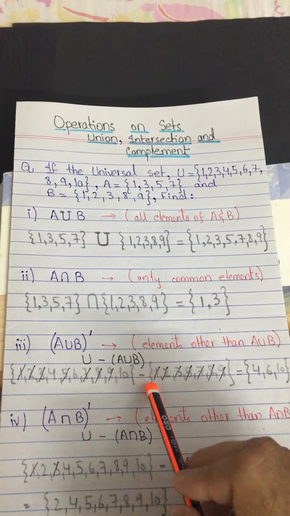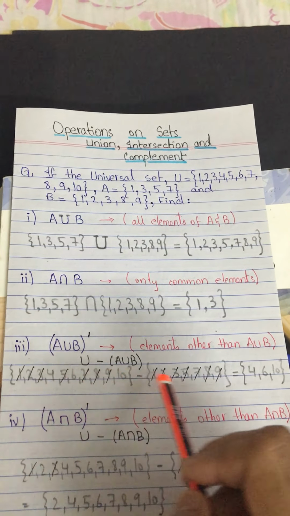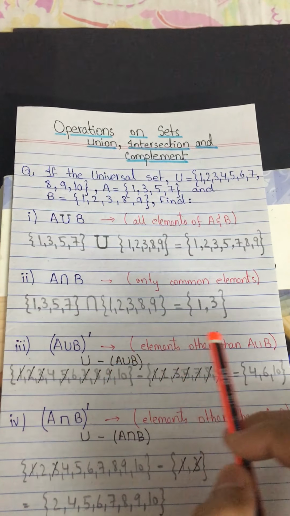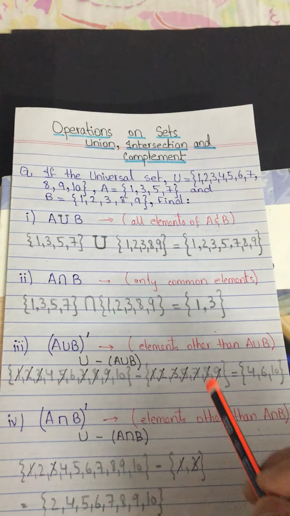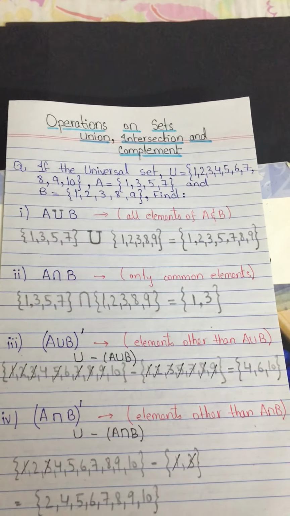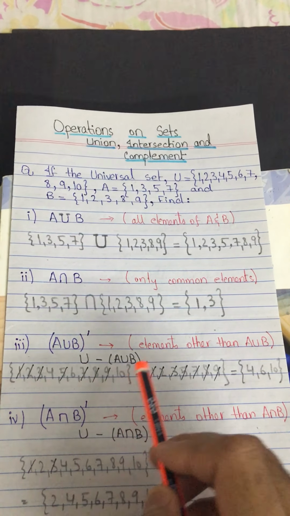1 is here, so I cancel out. 2 is here, 2, 3 is here, 3 is here, 4 is not here, so I will leave out 4, 5, 5, 6 is not here, 7 and 7, 8 and 8, 9 and 9. So the remaining will be the answer of A union B whole complement, which are 4, 6 and 10.